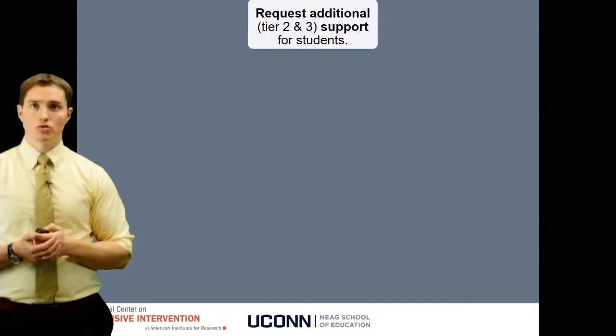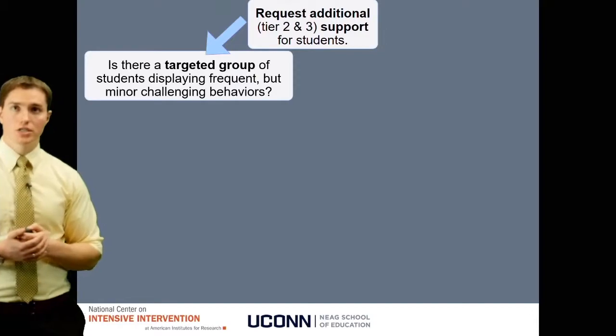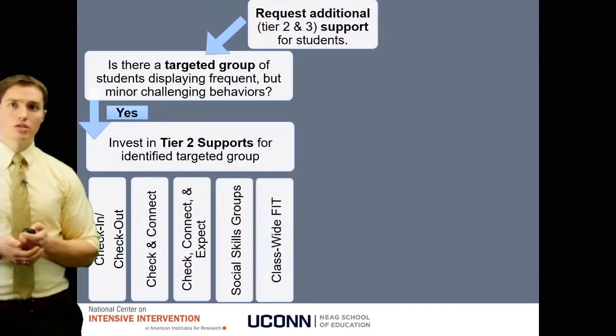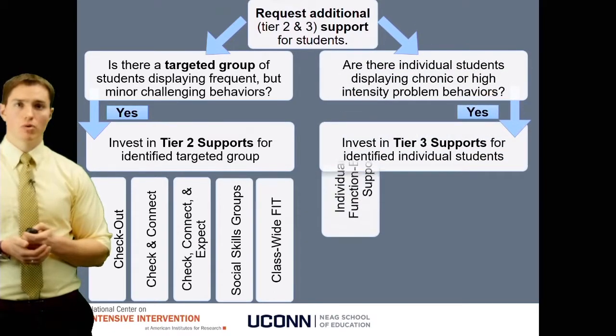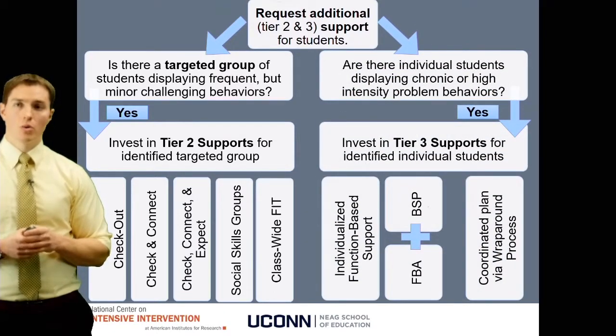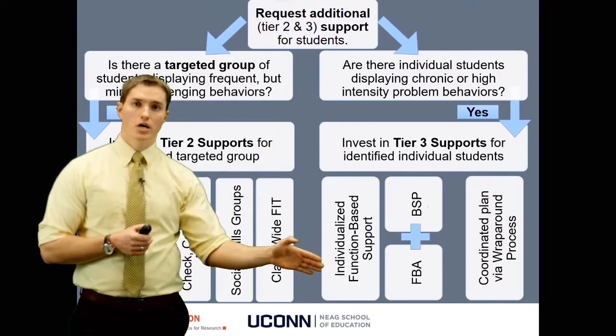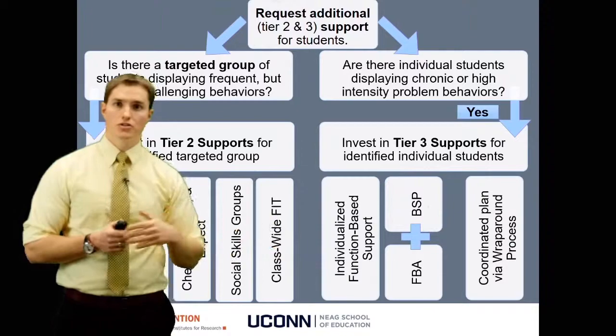Now back to our initial flow chart. So you've requested additional Tier 2 and Tier 3 support. What we're going to do now is look to identify some other Tier 2 support options you might want to consider. Once we've discussed those, Dr. Freeman will take over the conversation, moving us forward in this module to begin discussing Tier 3 tertiary level behavioral supports.